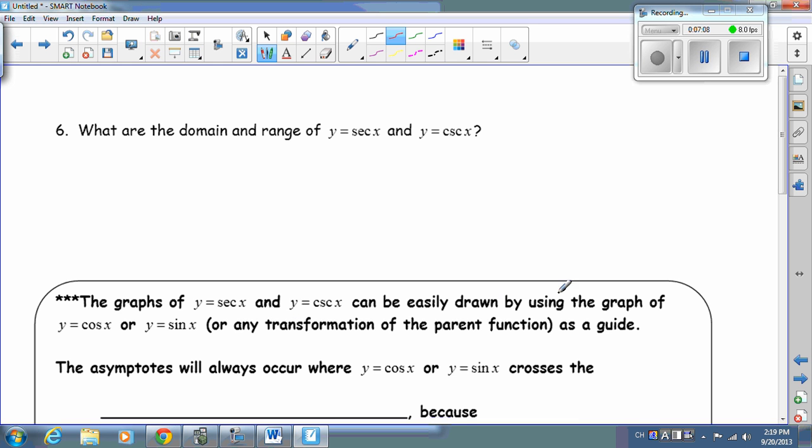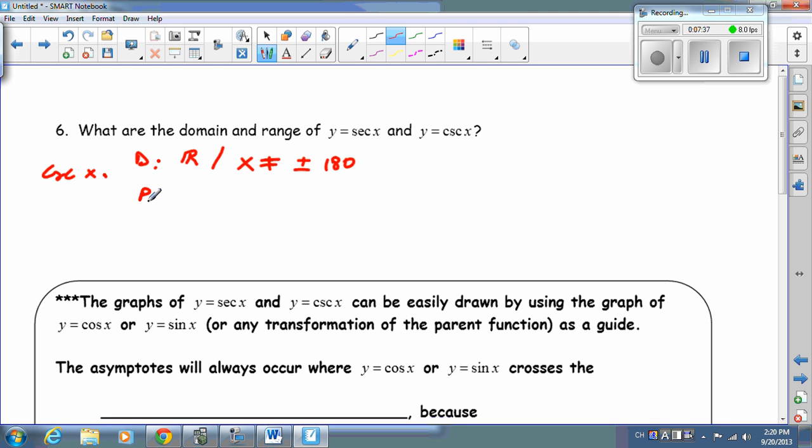What are the domain and range of y equals secant x and y equals cosecant x? Let's start with the domain. The domain will be all over. It will not be exactly all real numbers. Let's start now with cosecant of x. For cosecant of x, the domain is all real numbers as long as x is not equal to plus or minus 180n.